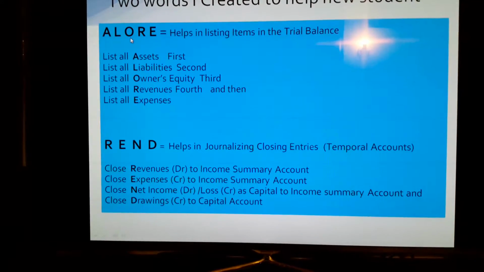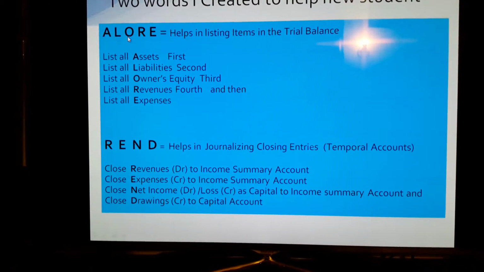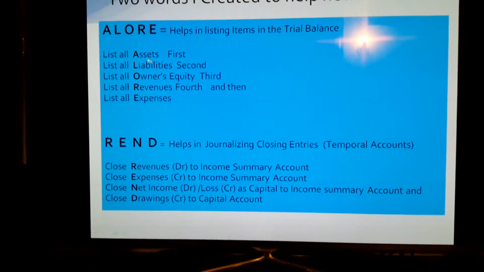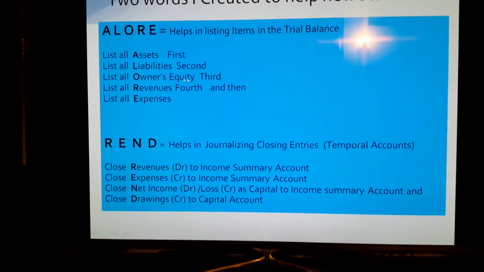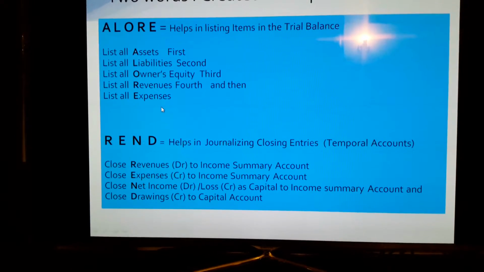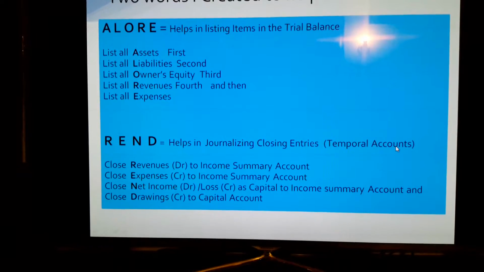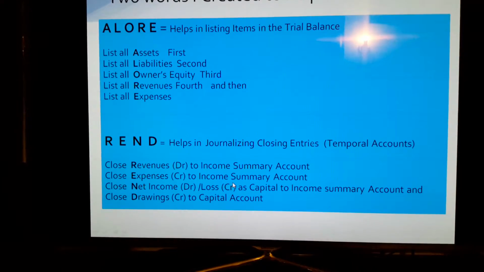Okay, I have developed this word, which is ALURE. ALURE will help you list items in the trial balance. So I said list all assets first, liabilities second, owner's equity, revenues, and expenses. Then you come to the other word. This will help you in journalizing your closing entries, which are your temporary accounts. You close revenues first to income summary. You close expenses to income summary.